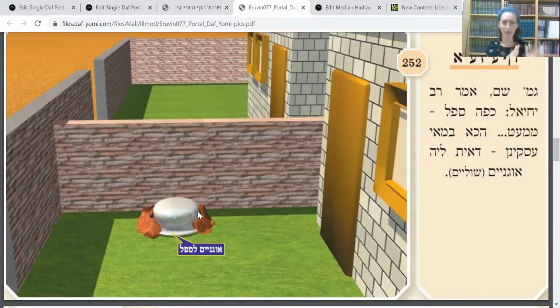Let's talk about that and then we'll get back to our issue. That means I basically buried this radish or turnip in the ground. Assuming while it's in the ground, it might grow a little bit. Whatever grows, it's not considered kilayim that I put something to grow in with a vine.